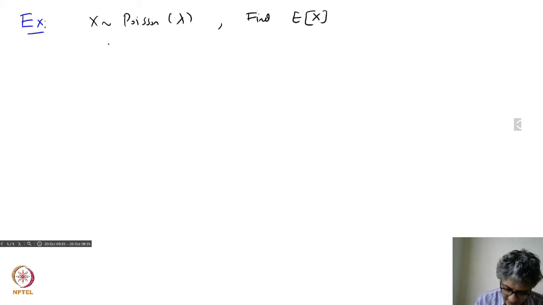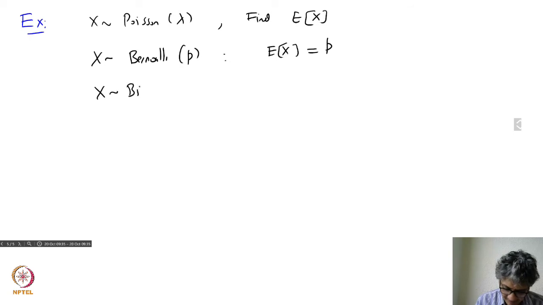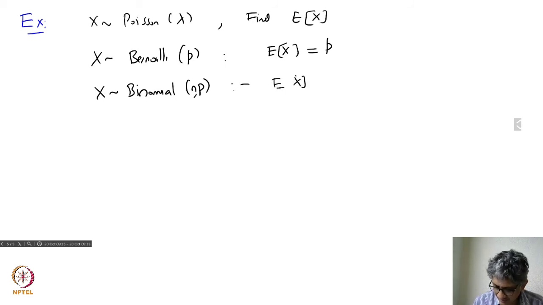So if X is Bernoulli, then you can just show that E of X is going to be equal to p. If X is binomial with n comma p, then you can just check that E of X is equal to n times p. There are many ways of doing this. I want you to check that and see.